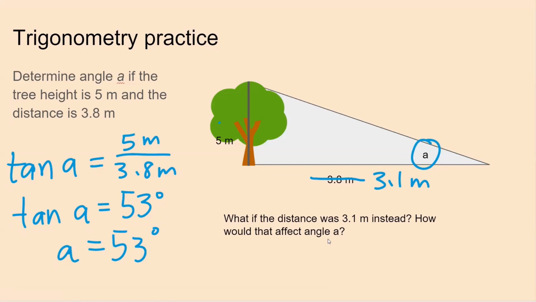Now you can notice here that the angle actually got a bit bigger, and that makes sense because if it's closer, you can kind of imagine shifting this side. If it's closer, then the angle would have to be bigger in order to reach the top. Kind of like how if you stand far from a building, you don't have to look very high to see the top, but if you move closer, you're gonna have to lift your head up a bit more. All right.